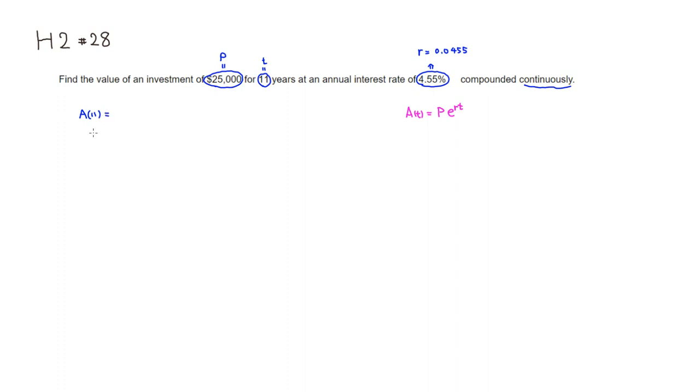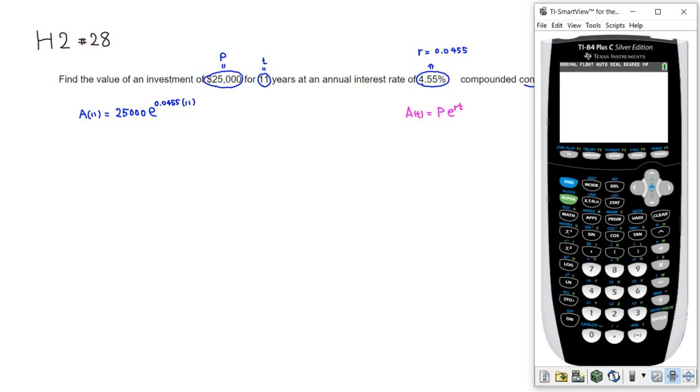So this is going to be equal to P, which is 25,000, then e to the R value, 0.0455, multiplied by 11 years, so times 11. So let's compute that. I'm going to have to use a calculator here.